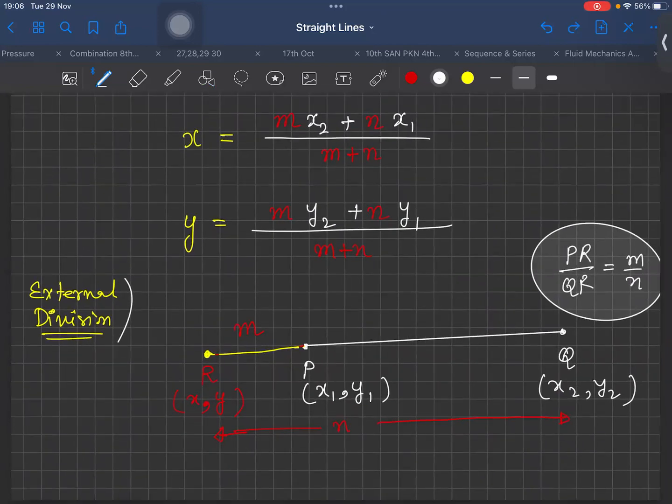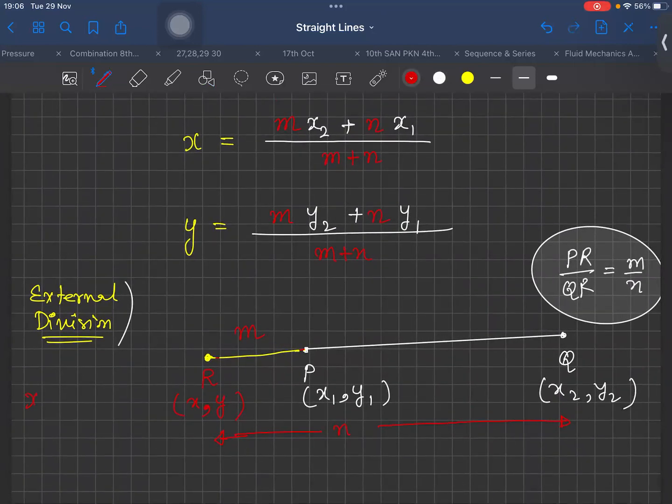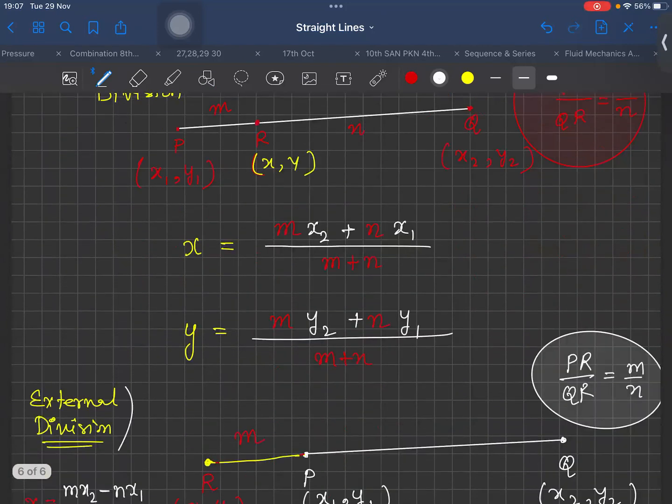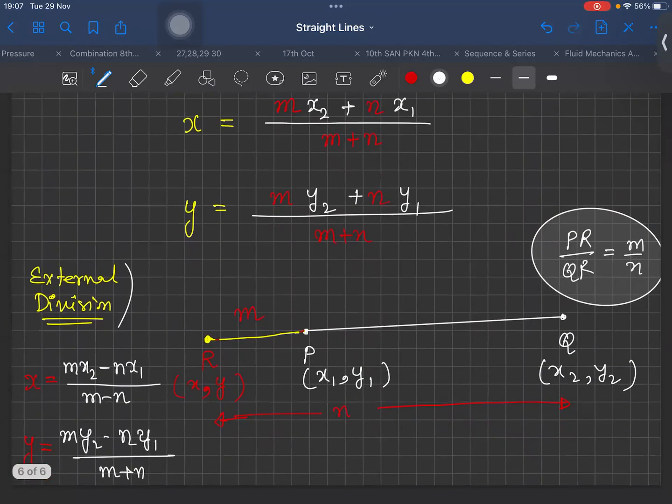Same method. So x will be equal to mx2 minus nx1 whole divided by m minus n, and y will be my2 minus ny1 upon m minus n. Please write down. See, this is external division. The above one is internal division. Just try to understand the difference. It's a lot different. Okay. Write down fast.